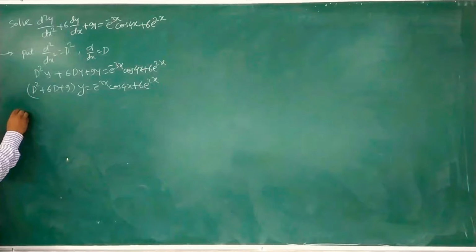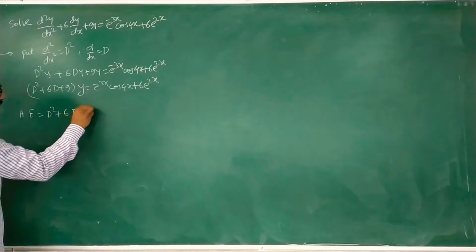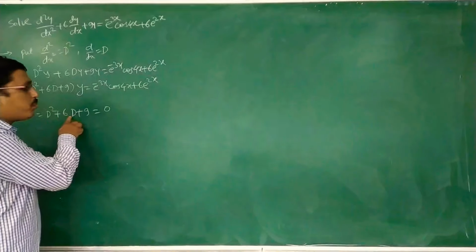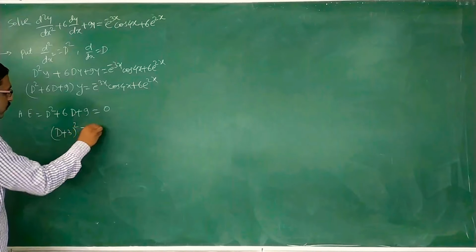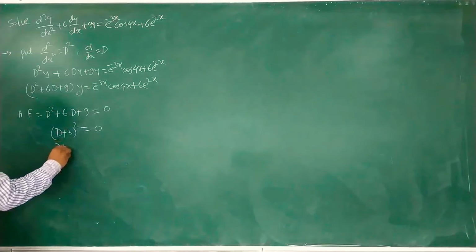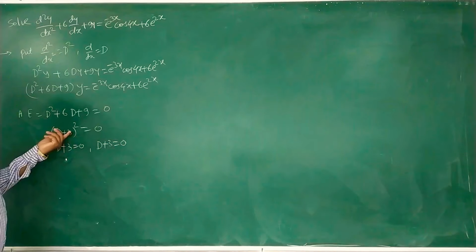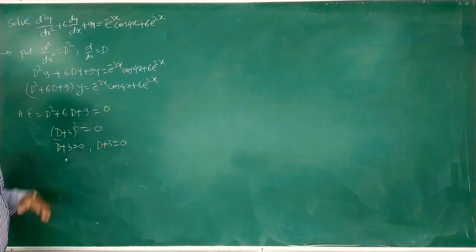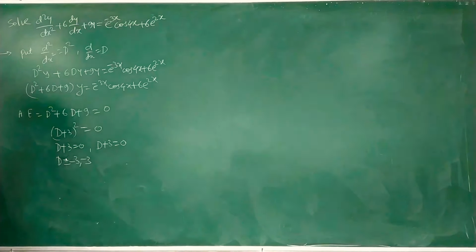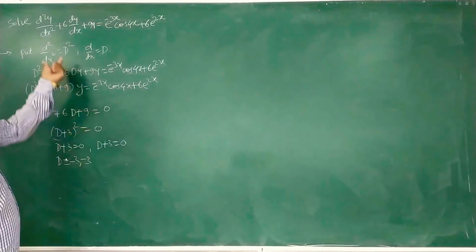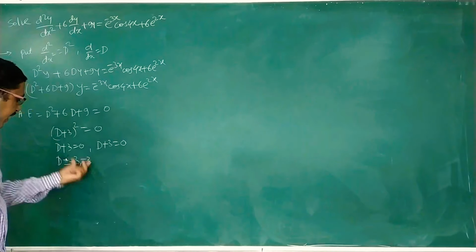Now to find the CF, the auxiliary equation is D² + 6D + 9 = 0. So D² + 6D + 9 can be written as (D + 3)² = 0. That means D + 3 = 0 and D + 3 = 0 because of the square. Multiplication of two terms is 0, so you can write it separately. That means the value of D is -3 and from here also -3. So there are two roots because it is a second degree differential equation, and the roots are real and repeated.